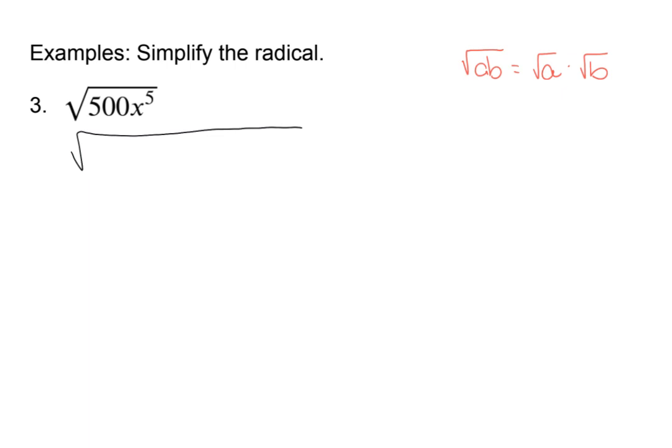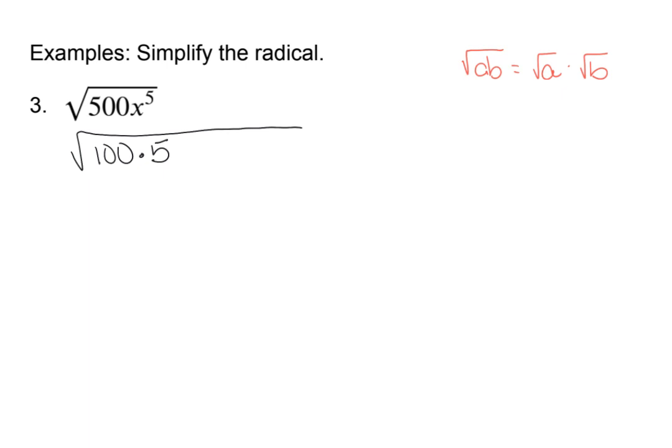Now I'm going to choose carefully. I want things that multiply to 500, but one of them needs to be a perfect square, something we can do the square root of. And I want to try and find the biggest thing that we can do the square root of. So I think the biggest thing that will work here is 100, because I can do the square root of 100, times 5. 100 times 5 is 500, so this is going to work for us.